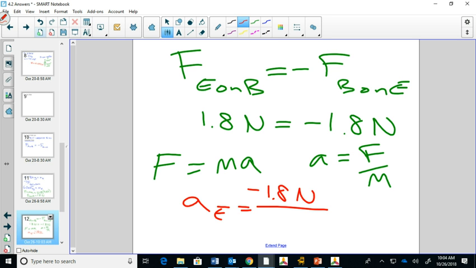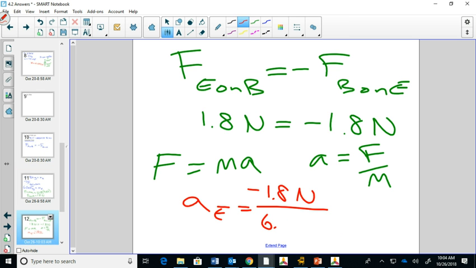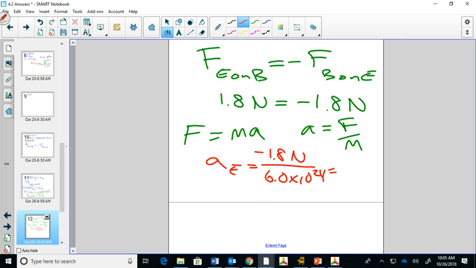And what is the mass of the earth? A whole big, huge number, right? 6.0 times 10 to the 24. All right, so do the division. And I get 2.9 times 10 to the negative 25 meters per second squared.